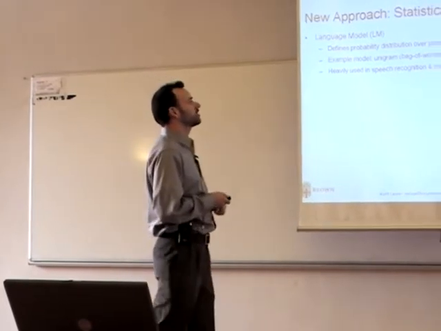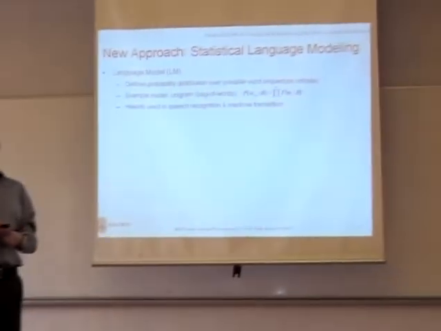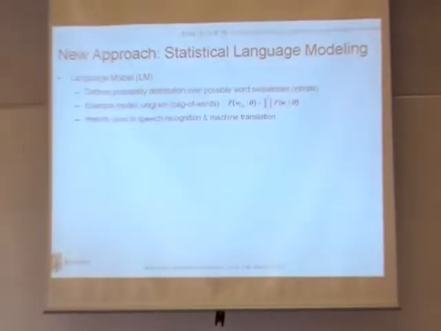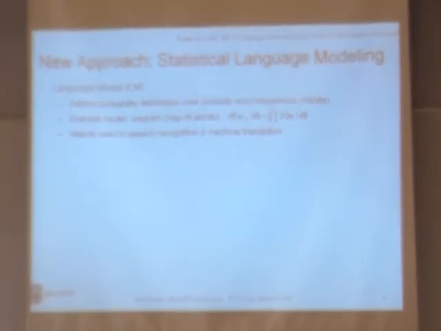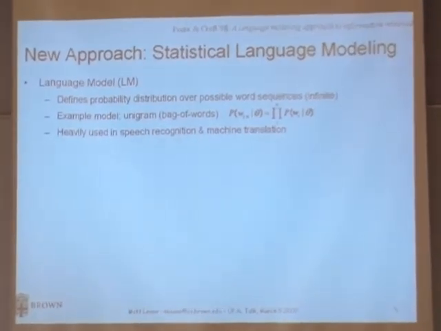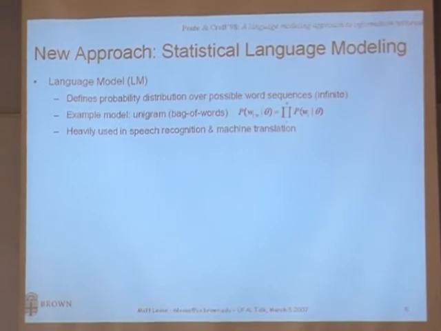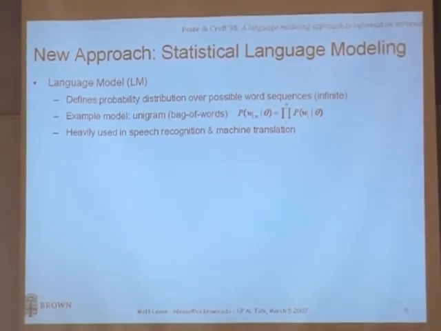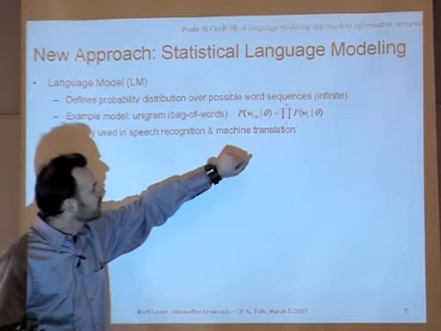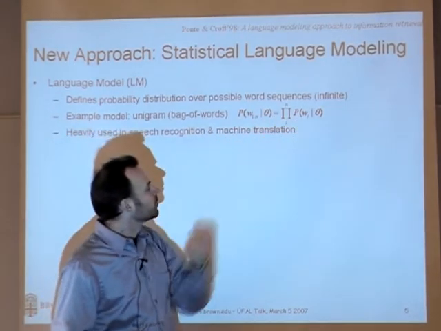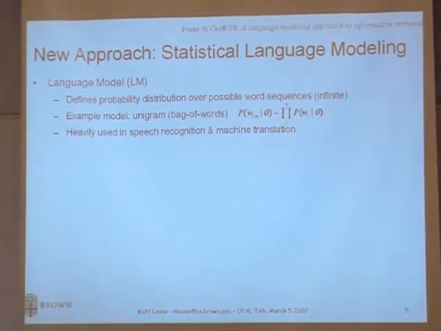So just to get started, what is a language model? It's to define a probability distribution over possible word sequences. So in language, there's any number of possible things we can say, and a language model will give you a probability distribution over each of those possible word sequences. An example model, unigram, or bag of words, is a very simple language model. It just says that the probability of the entire sequence of words is expressed as a product over each of the individual word probabilities. So you're going to throw out in that model any notion of the order the words occur in and simply look at their individual frequencies.